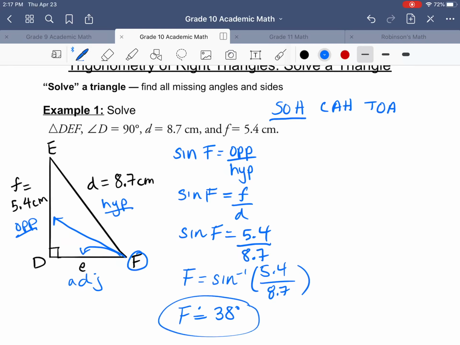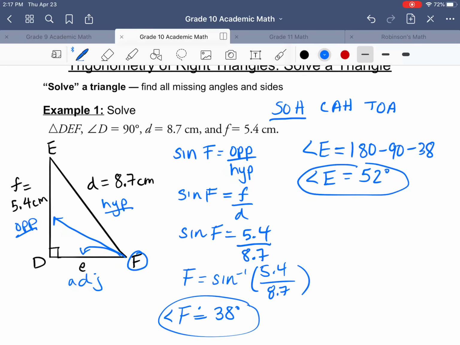Remember to round your angles to one decimal place. So we have angle F. You can put a little angle symbol in front of it. And now we can solve for angle E. Now recall that all triangles have interior angles that add to 180 degrees. So we can solve angle E by taking 180, subtracting 90, because we have that 90 degree angle, and then subtracting 38 as well, and seeing what is left over. So angle E is equal to 52 degrees.